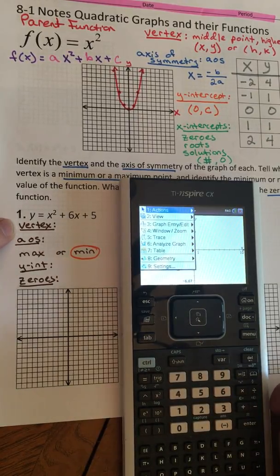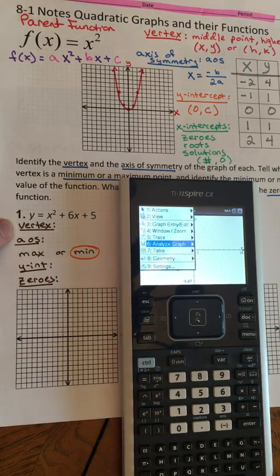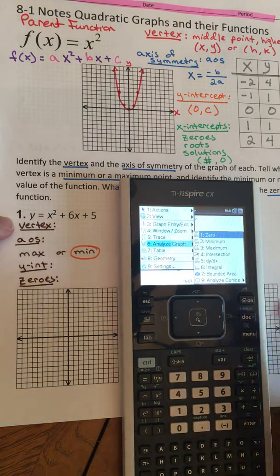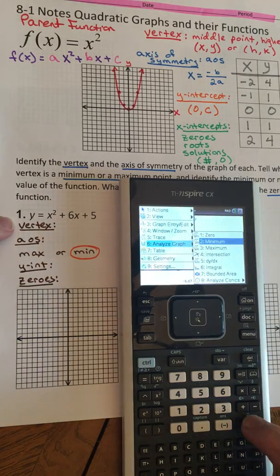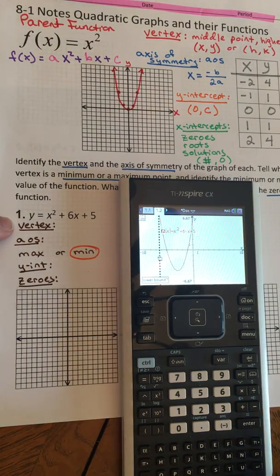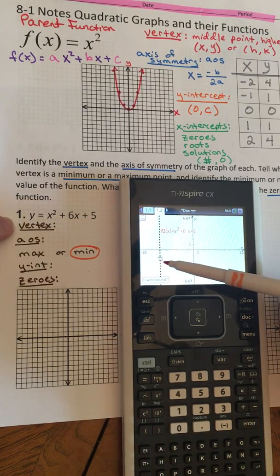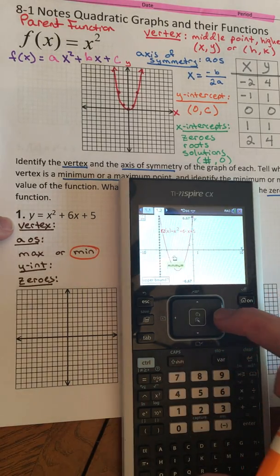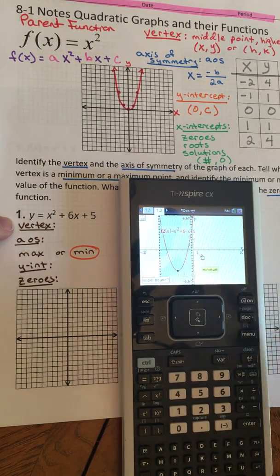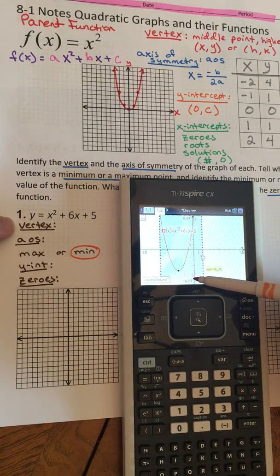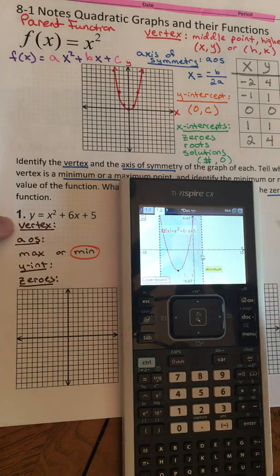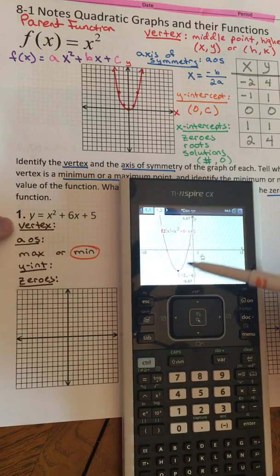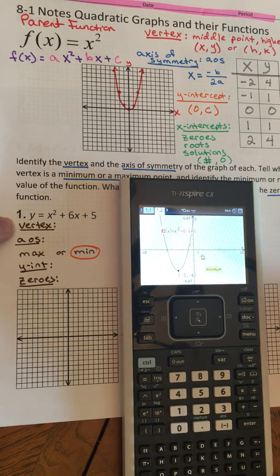So if you push Menu, and you go down to Analyze, or push 6, it asks, what do we want to find? Well, I need a minimum. So let's push Enter. And we see our graph is blinking, and there's now a hand. So we push Enter one time, and then slide across our graph, and you'll see it shades, and it tells us a coordinate point. Push Enter. That coordinate point is my vertex. It is my lowest point on the parabola, on the quadratic.